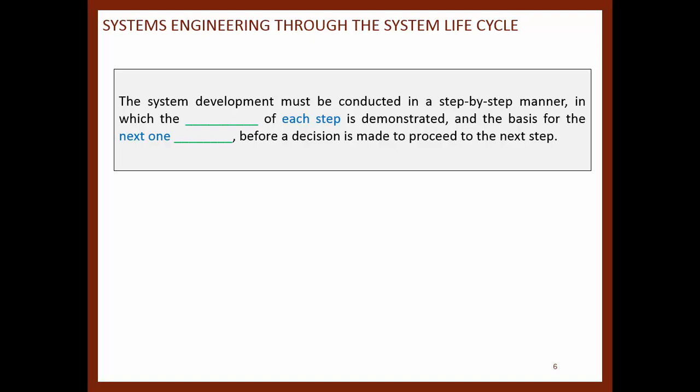So the system development must be conducted in a step-by-step manner in which the success of each step is demonstrated and the basis for the next one validated before a decision is made to proceed to the next step. So even though this is going to be an iterative process, in order for us to move from need analysis to concept exploration, we need to be meeting some of the goals that are required for us to move from one step to the other. So we need to have some type of validation in order to move forward with the developmental process.